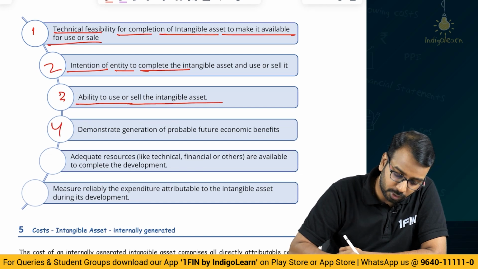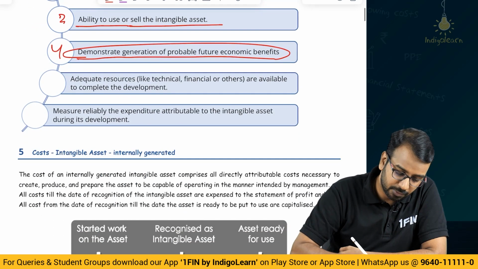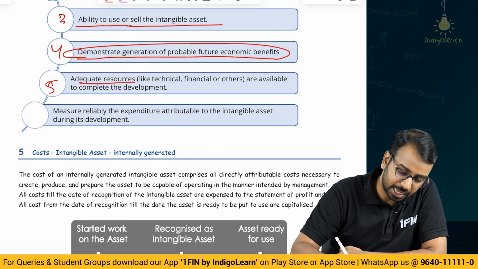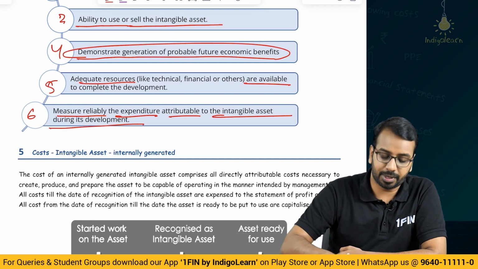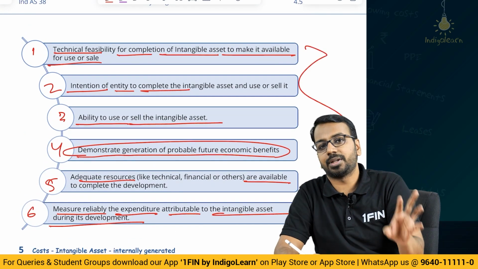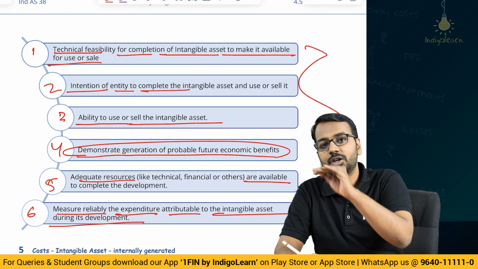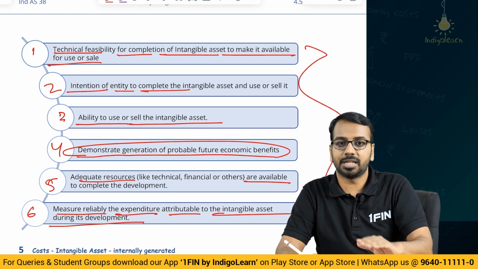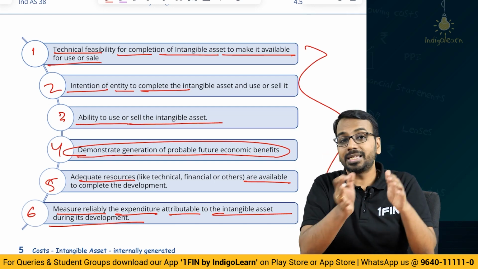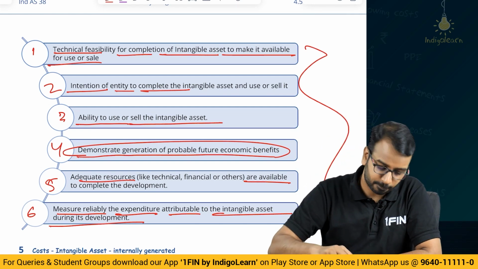Fourth one, demonstrate generation of probable future economic benefits. Fifth one, adequate resources are available. And sixth one, measure reliably the expenditure attributable to the intangible asset during the development. So if these 6 conditions are satisfied, in the development phase, you will capitalize. If any of these conditions are not satisfied in the development phase, you will expense. Research, always expense. And please keep in mind, once it is expensed, you will not bring it back in the books as an intangible asset.